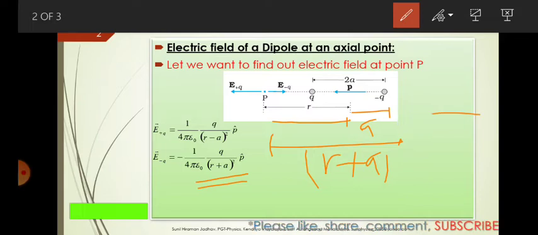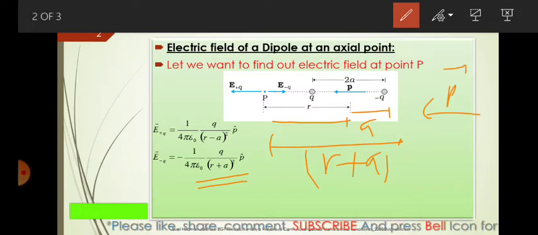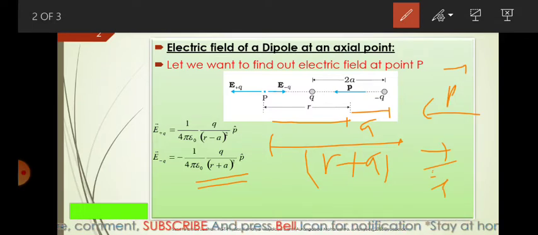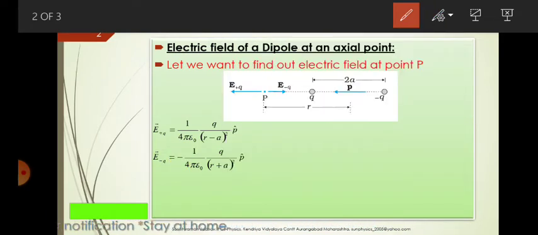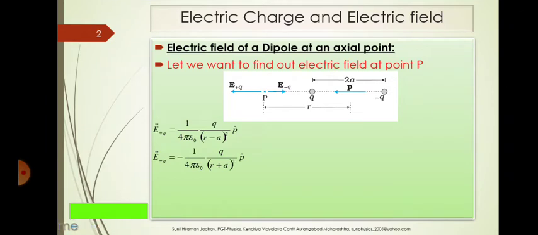And further, the vector P and E minus q are opposite to each other. That's why we are taking the minus sign here. These are the fundamental things that first of all you have to understand, right? Now once this is clear to you, then the rest of the things are very easy.